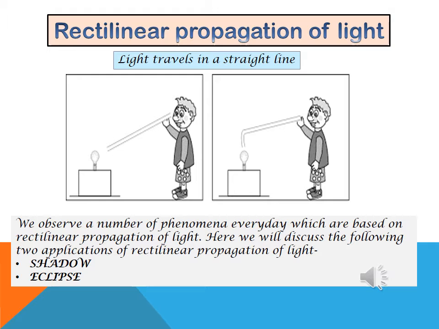Let us now study about the applications of rectilinear propagation of light. We observe a number of phenomena every day which are based on the rectilinear propagation of light. Here we will discuss the following applications of rectilinear propagation of light. Number 1 is shadow and number 2 is eclipse.